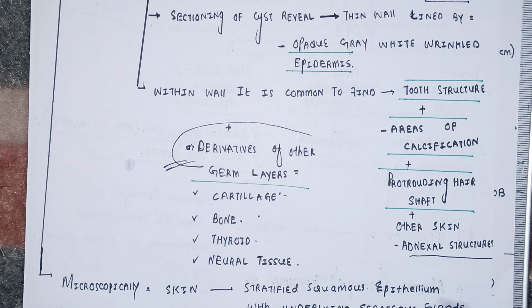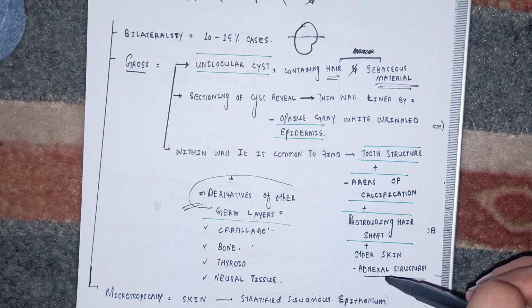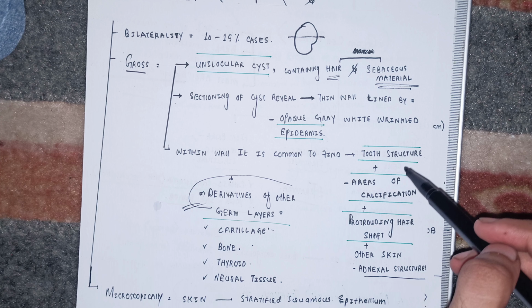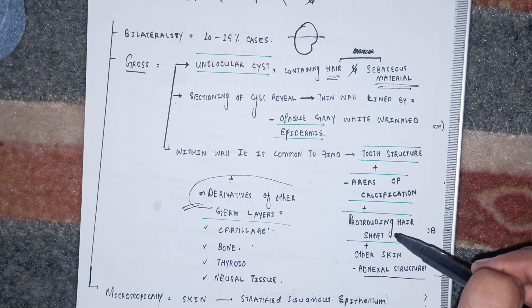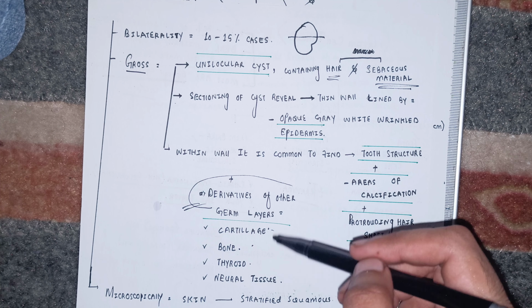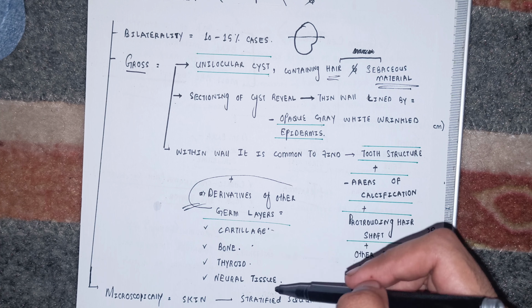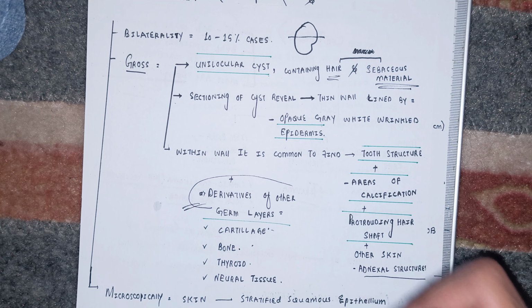Okay, and along with this epidermis in the wall, there are some other structures present that are very interesting to know. There may be some tooth component present, some areas of calcium deposition, that is the calcification, protruding hair shafts, and some other skin adnexal structures like the sebaceous glands, and some other structures from the other layers like the ectoderm, endoderm, or the mesoderm. Some other structures like the cartilaginous structure, bony component, thyroid tissue, or the neural tissue may also be present. I hope you are clear with this, beta.